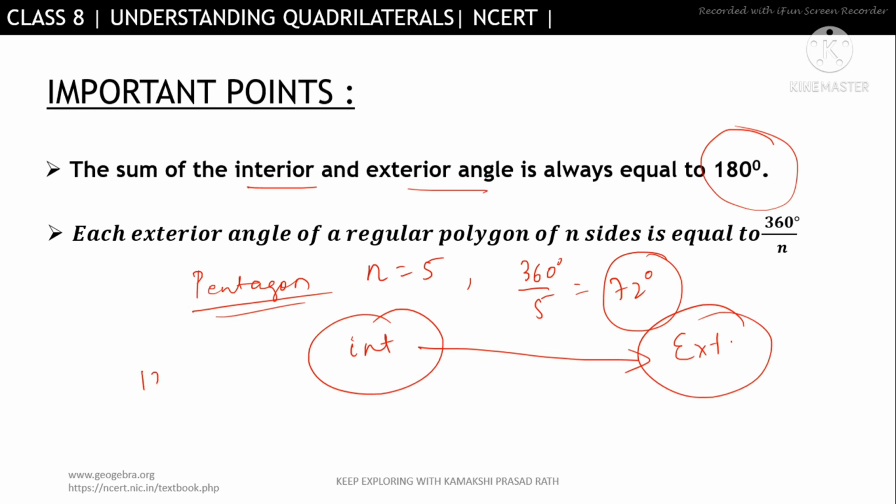So if one of the angles is 120, the exterior will be 60 degrees. If the interior is 120, the exterior is 60 degrees. So all the interior angles are 120 and all the exterior angles will also be 60. Hence, if the interior angles are equal, the exterior angles are also equal. So for a regular polygon, exterior angles are also equal.